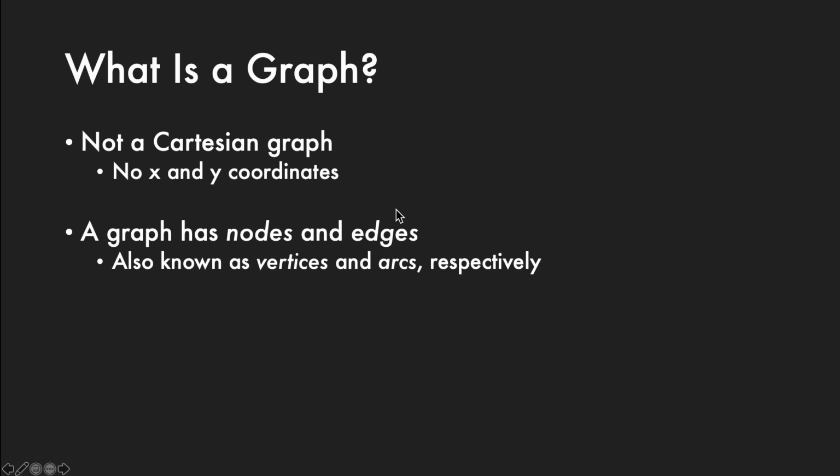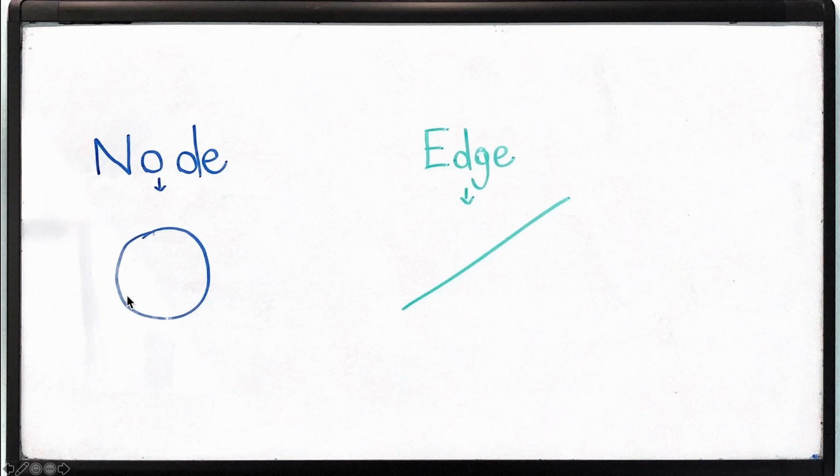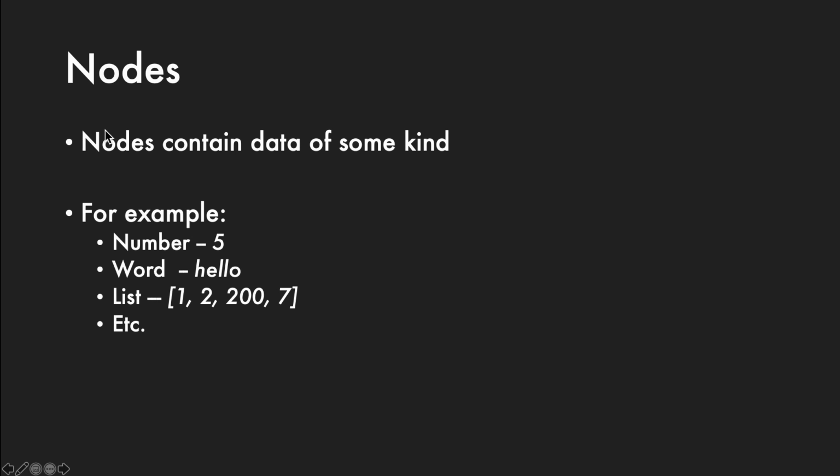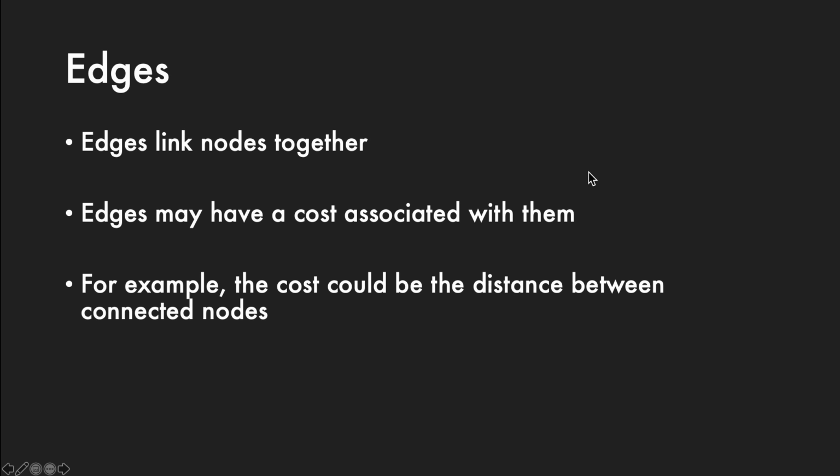So as you can see, there's no x and y coordinates. It's not like the graphs that you found in high school. This kind of graph has nodes and edges. And this is a node, and this is an edge. Nodes contain data of some kind. So it could be a number, a word, a list, or anything, really. It just depends on what the graph is for as to what data you find in the nodes.